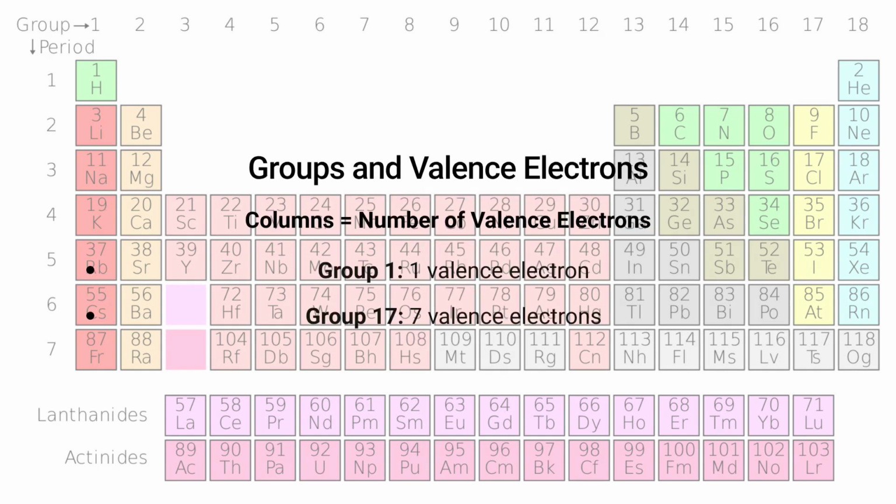Now let's look at the vertical columns, which are called groups. For the main group elements, these columns reveal a crucial piece of information: the number of valence electrons. Valence electrons are those in the outermost shell, and they are the primary drivers of an atom's chemical reactivity. Elements in group 1, for instance, all possess one valence electron, while group 17 elements, the halogens, consistently have 7 valence electrons. This pattern is incredibly predictive.